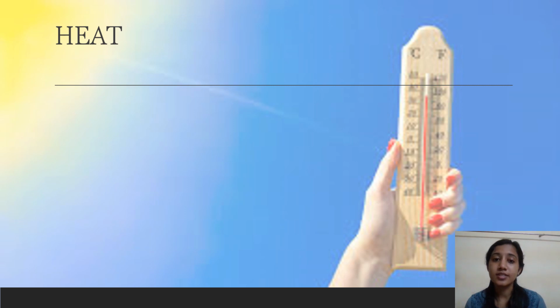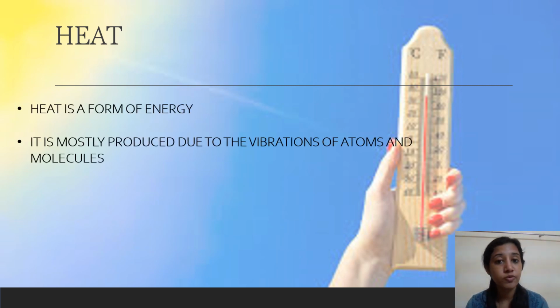So heat is actually a form of energy. And do you know how this form of energy occurs? It is mostly produced due to the vibrations of atoms and molecules. We know that every matter consists of atoms and molecules. So when these atoms and molecules vibrate very much faster, they produce a form of energy which is known as heat.